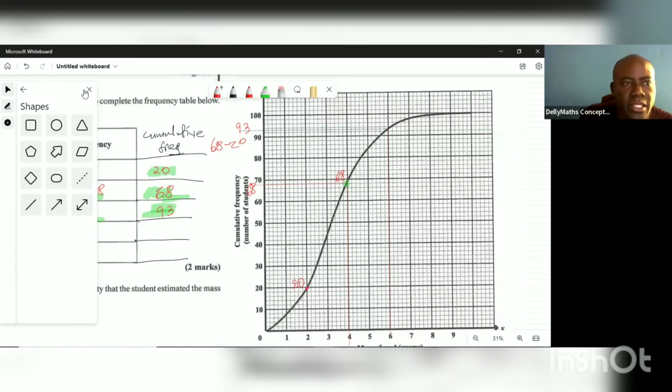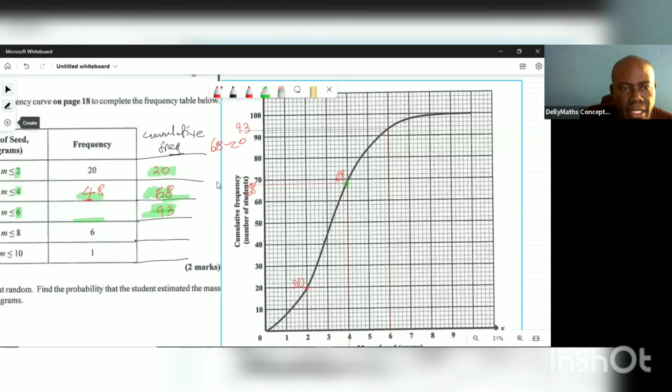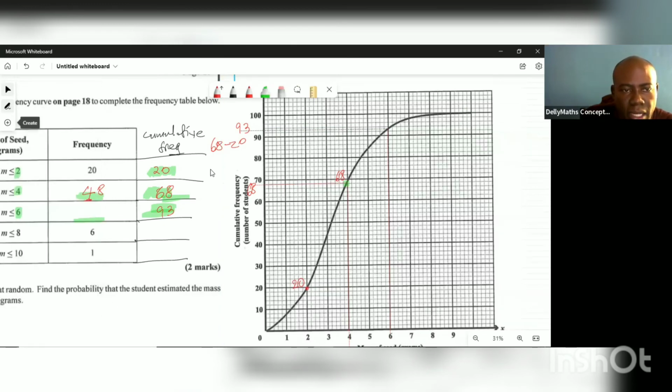So what we're suggesting is that if you subtract the 68 from the 93, you could do it right here: 93 subtract that 68, I'm getting 25. So this part is 25. And then if we add up everything, we should get 100. If you want to double check, 20 plus 48 plus 25 plus 6 plus 1, we get back 100. So we're good.